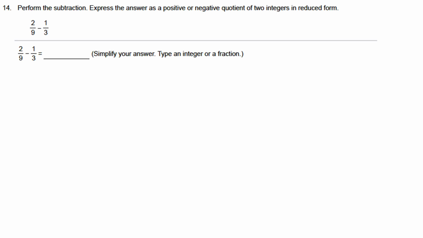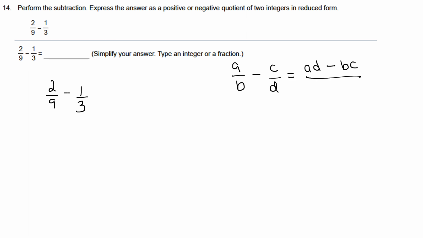I want to perform the subtraction. I have 2/9 minus 1/3. So I'm going to subtract fractions with unlike denominators. That means that the bottom numbers are different. So I'll use my formula that says A over B minus C over D is the same thing as A times D minus B times C over BD.